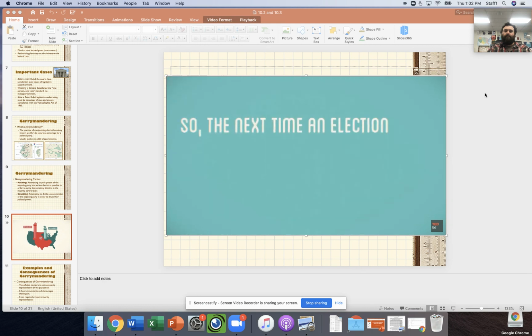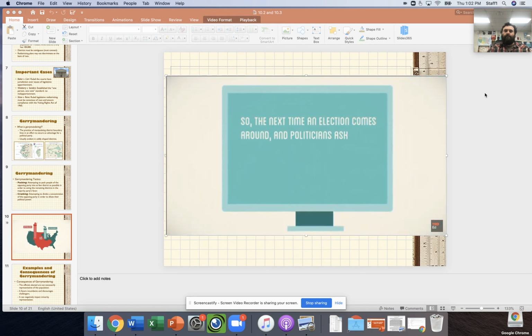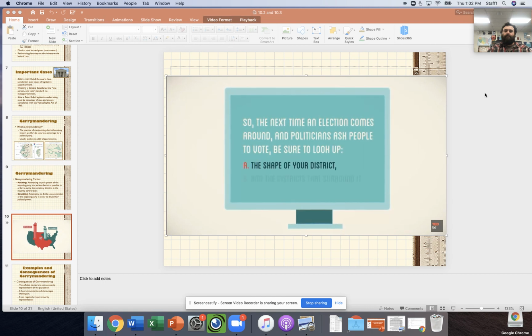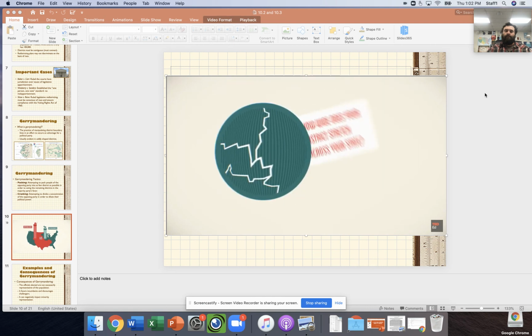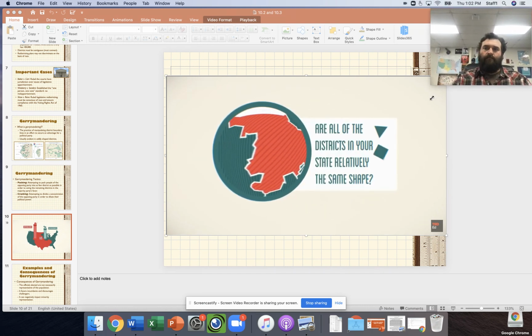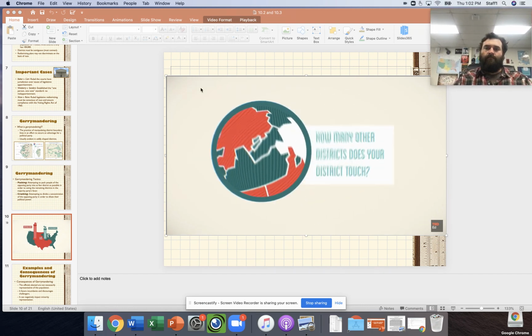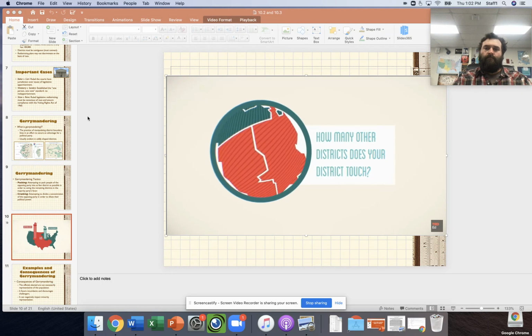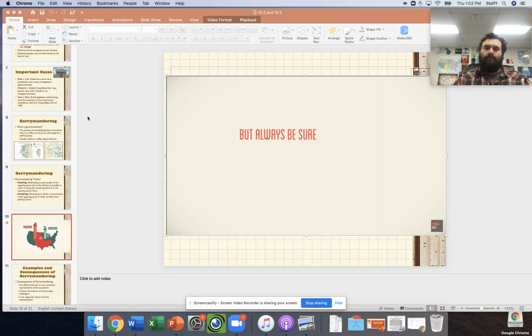So, the next time an election comes around and politicians ask people to vote, be sure to look up the shape of your district and the districts that surround it. How wide does your district stretch across your state? Are all of the districts in your state relatively the same shape? How many other districts does your district touch? But always be sure to ask yourself, does my district look like a salamander?